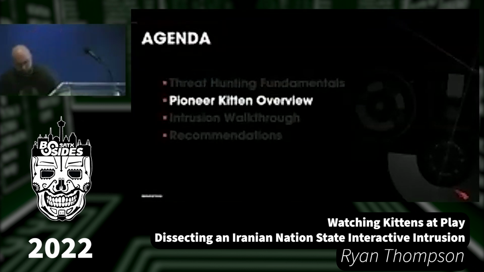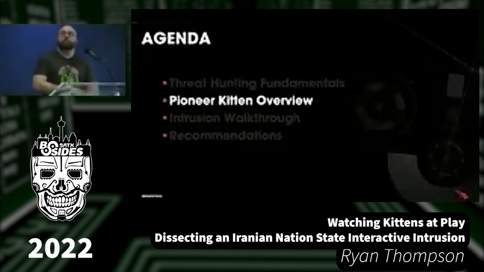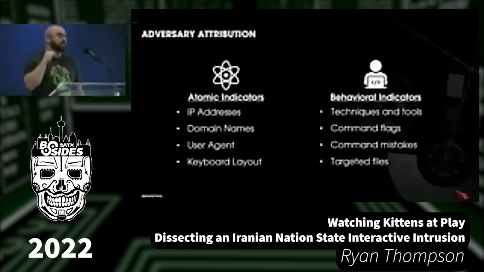So a brief bit about Pioneer Kitten. First of all, Garrett once again mentioned this. I'm going to keep referencing him because he had a lot of good points. Adversary attribution is actually really difficult. It becomes really fuzzy. And so there's two pieces of this that become important.